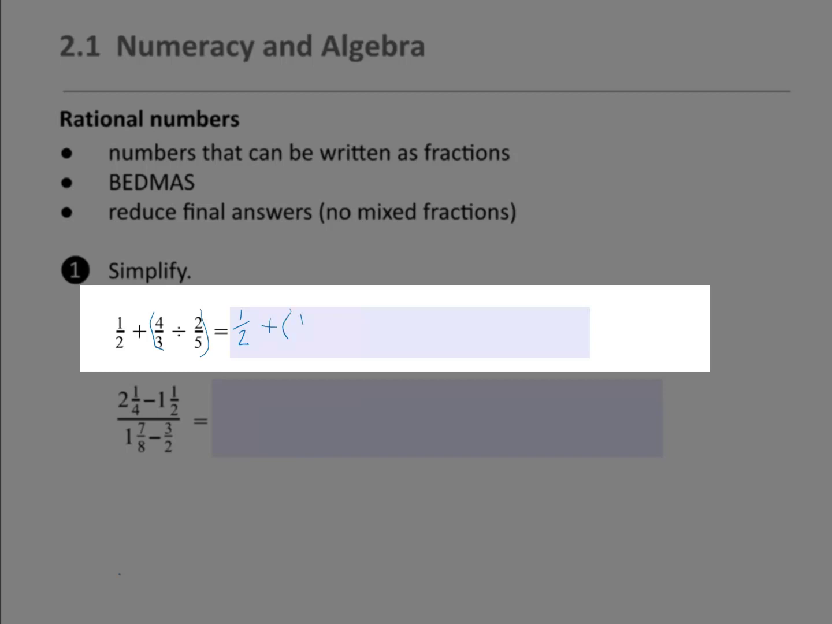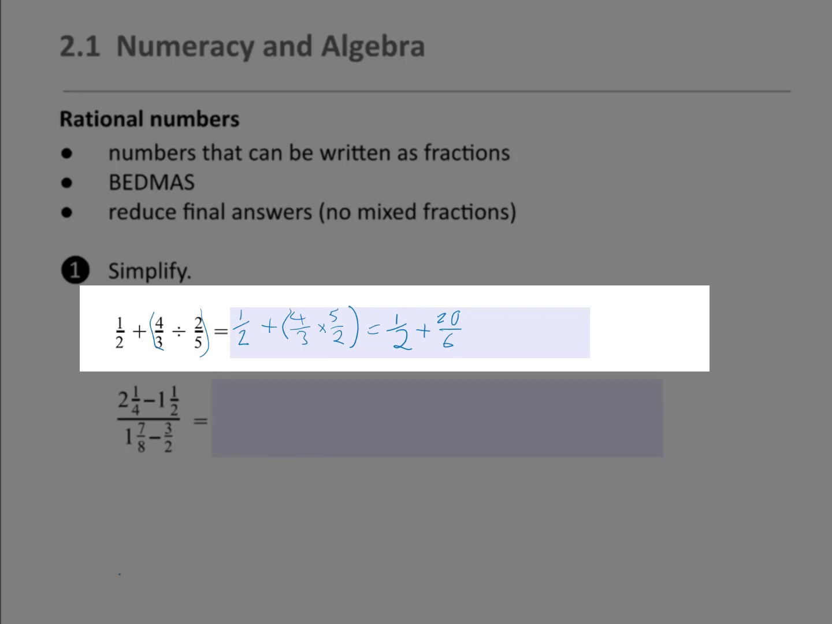Well, that's really just 4 over 3 times 5 over 2, because whenever you divide by a fraction, you flip the second fraction. So in this case, we flipped the 2 over 5, it became 5 over 2, and now we multiply the fractions. So now we're left with 1/2 plus, well, 4 times 5 is 20, and then 3 times 2 is 6.